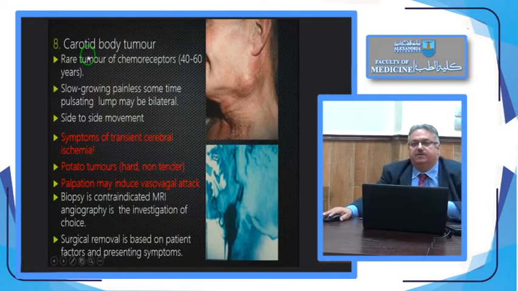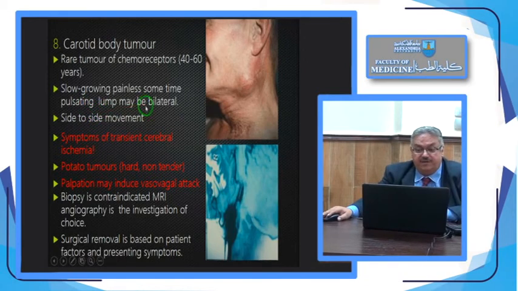And here is another non-malignant lesion, which is a carotid body tumor. It's a rare tumor of chemoreceptors, and it happens at 40 to 60 years of age. It's a slowly growing, painless, sometimes pulsatile lump, and it might be bilateral. One of the main characteristics is that you can move it from side to side, but not vertically along the carotid, side to side, right? There might be symptoms of transient cerebral ischemia because it compromises the blood flow to the brain.